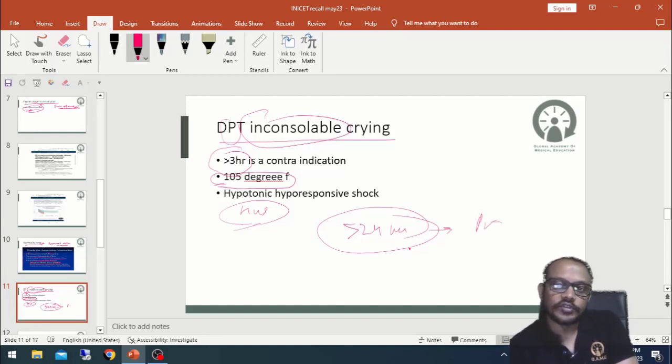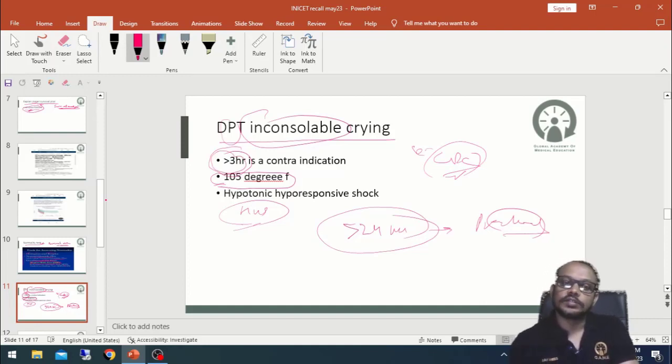It is a practical definition, but in theory, you can see in the CDC guidelines. We have to mark the question according to CDC: if it is written more than 3 hours, then it is a contraindication, otherwise it is not a contraindication.